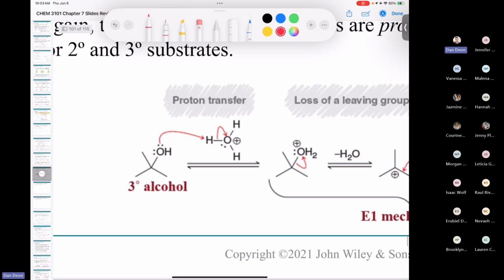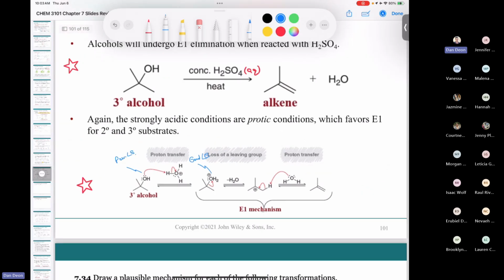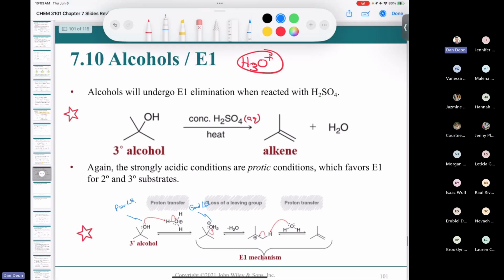So the first step is going to be a proton transfer to take your poor leaving group and convert it into a good leaving group. Then after the leaving group leaves, a water molecule can come in and abstract a proton, and then we end up with our elimination product. So the thing about this reaction is that you always end up with the most stable alkene.